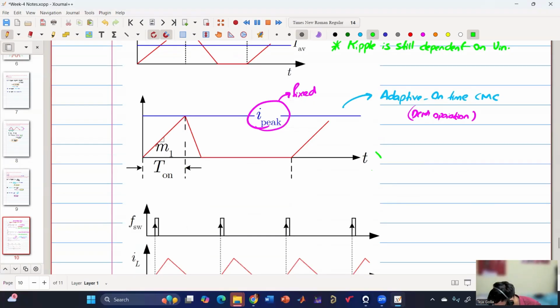So here I have the advantage that the switching frequency is adapted. At light load it depends upon the load current. Sir has derived in one of the lectures that FSW is dependent on I naught. So if my I naught is going down, switching frequency will go down, so the switching losses will go down. Also, my I peak is fixed and accordingly my on time is adjusted. So I have advantages in terms of ripple as well as efficiency. Efficiency is better, and ripple is fixed. So it has a few advantages.